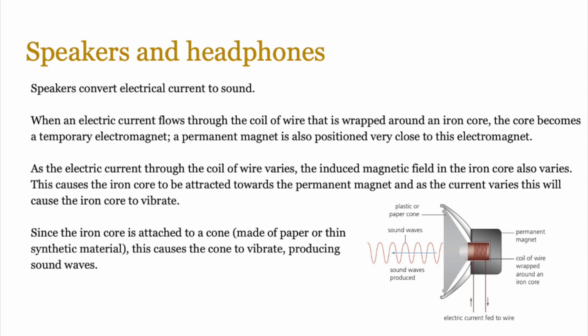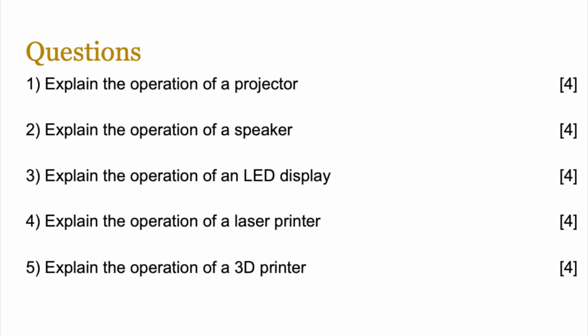Now, that's where we're going to draw the line for today. It's a really long lesson, so hopefully you took your time going through this. You should be able to answer the following questions as a result if you really understand the different types of output devices. You should be able to explain the operation of a projector, either an LCD projector or a DLP projector. You should be able to explain the operation of a speaker.